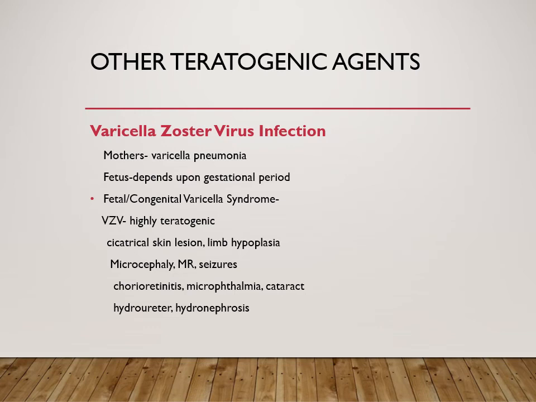Limb hypoplasia is there, microcephaly, mental retardation, seizures, chorioretinitis, microphthalmia. So this microphthalmia, that is, the size of the eyeball is less. Cataract, hydroureter, that is, the ureter is dilated. Hydronephrosis, so that the kidney parenchyma also gets dilated.